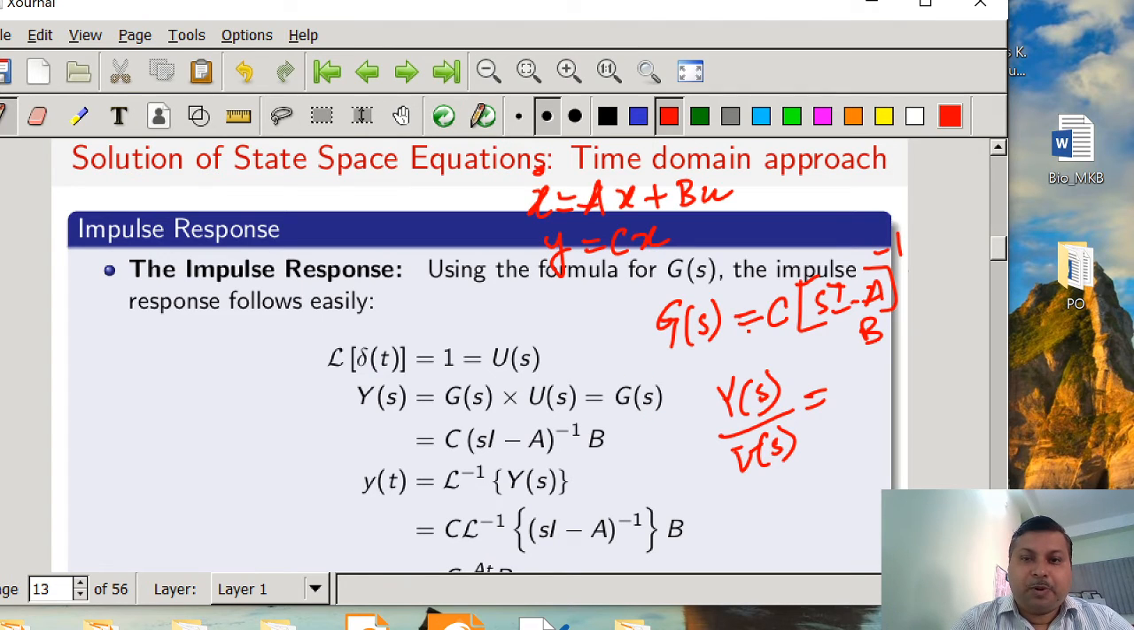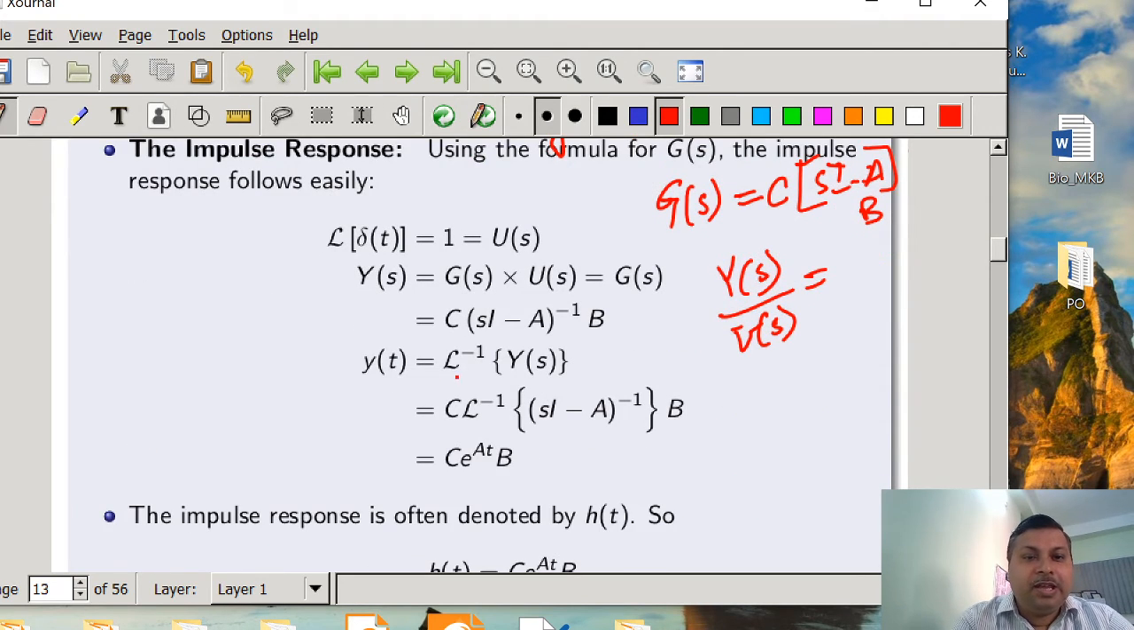So G of s, from the formula we know, is C into (sI minus A) inverse into B, and if we compute the Laplace inverse, then we will get the impulse response in time domain, that is y of t, the Laplace inverse of Y of s. And the expression of Y of s, we are finding, will ultimately be C into the Laplace inverse of (sI minus A) inverse into B. And the Laplace inverse of (sI minus A) inverse, just now we have defined, is e to the power At. So ultimately y of t, we are finding, is C into e to the power At into B.